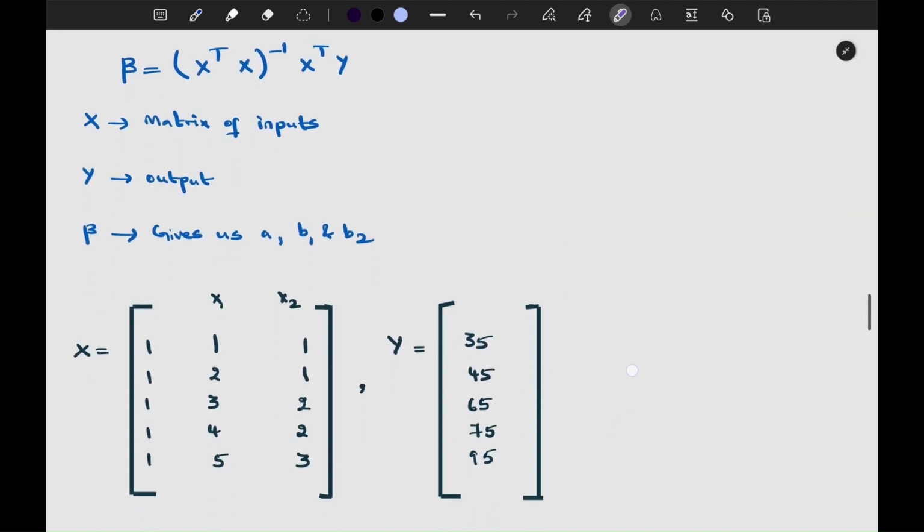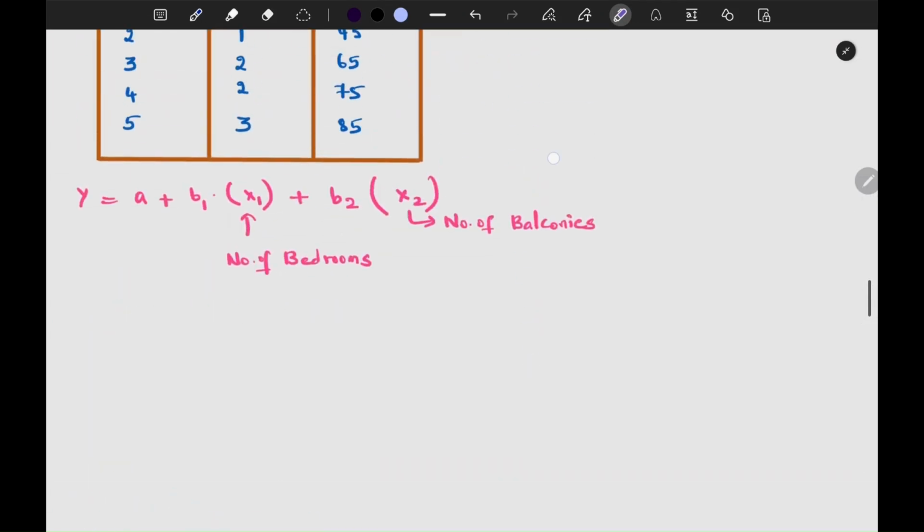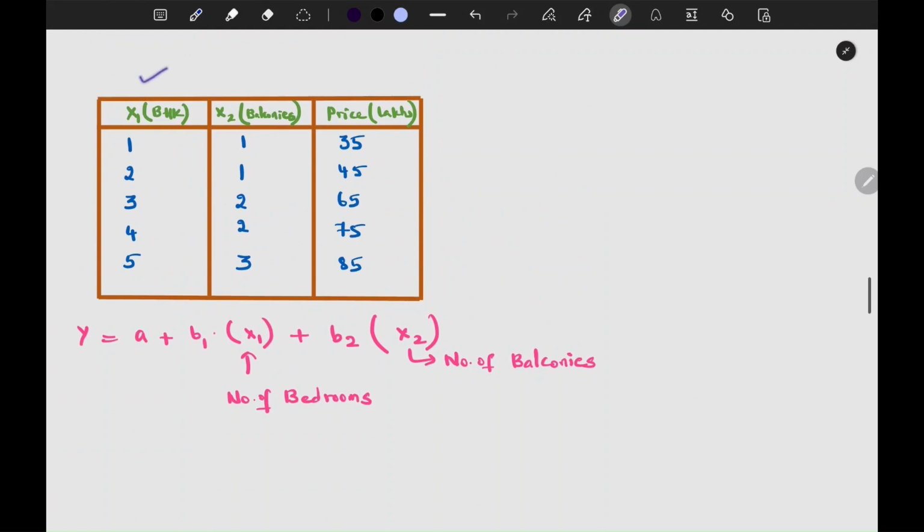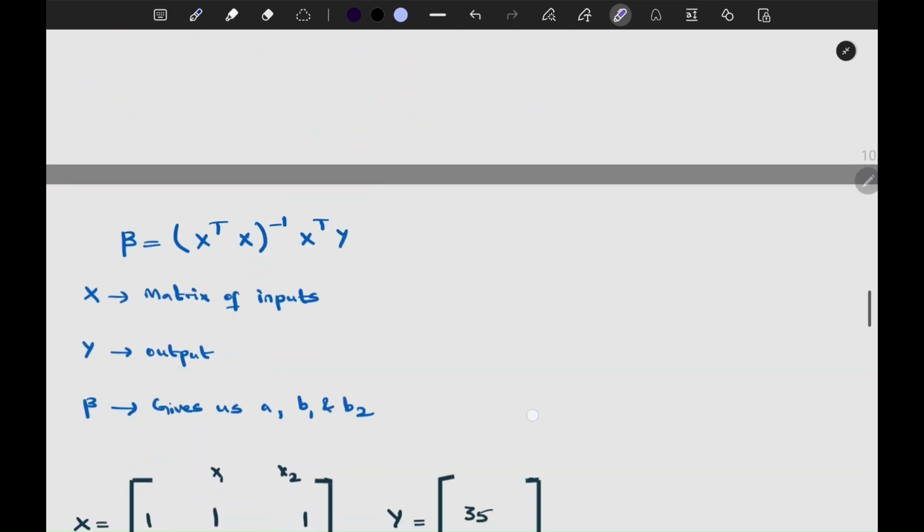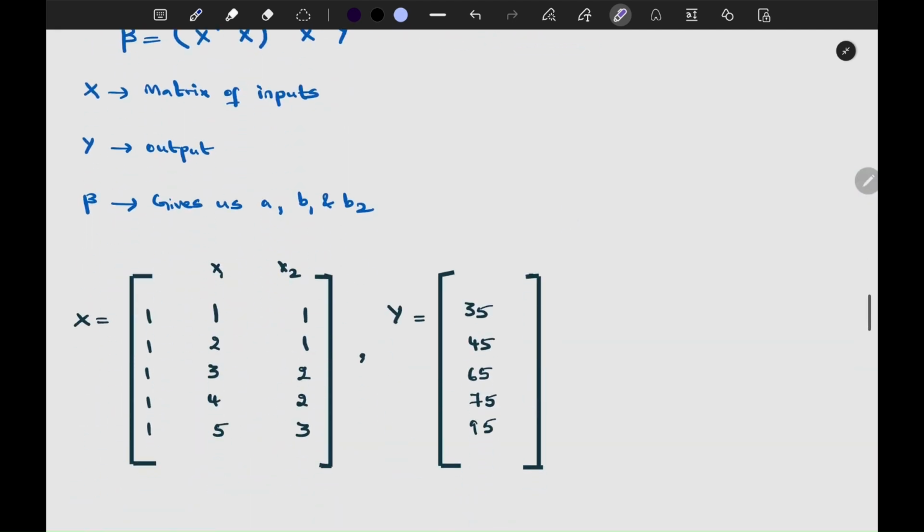The first step is that we need to consider the matrix of inputs. As we already discussed, x1 is the number of bedrooms and x2 is the number of balconies. I am considering x1 as one column and x2 as another column. In this particular matrix, x1 is this column and x2 is this column.